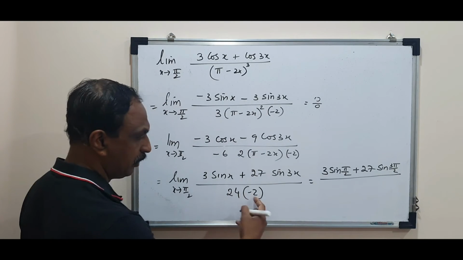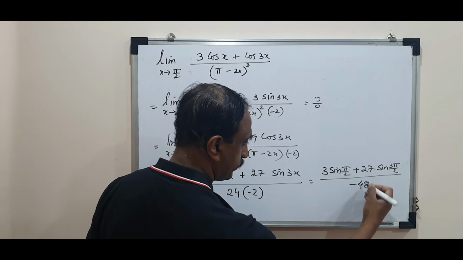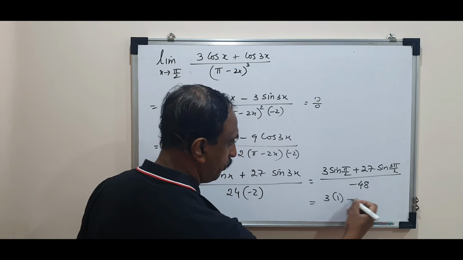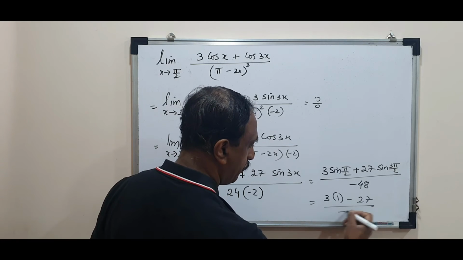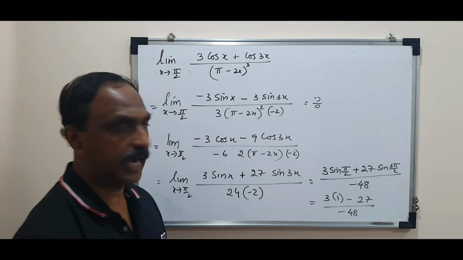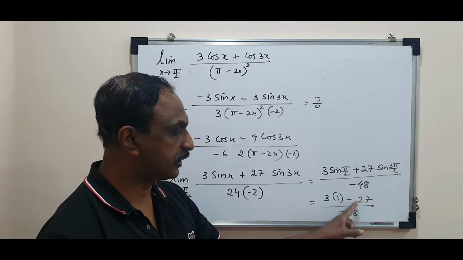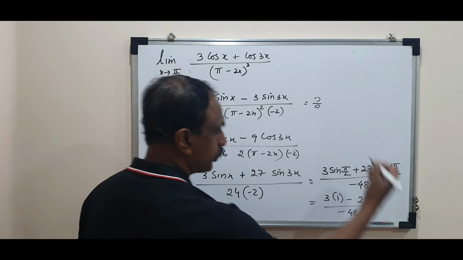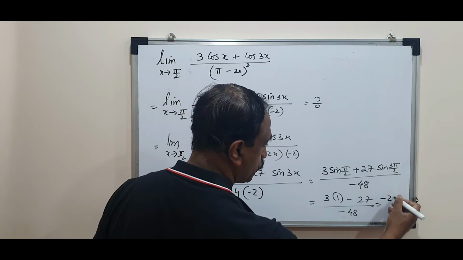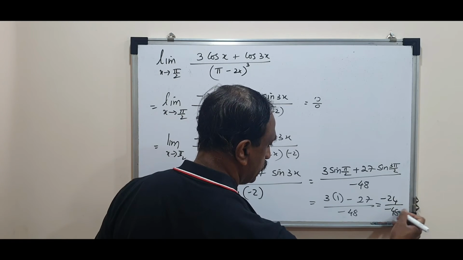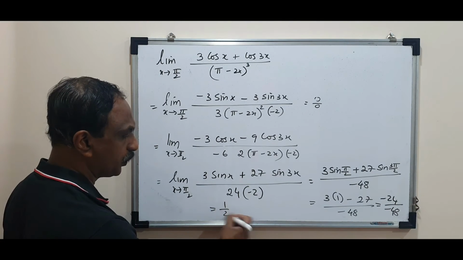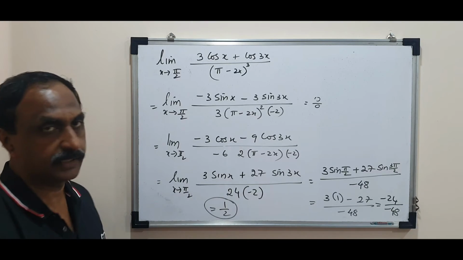divided by minus 48. This is 3 into 1 minus 27 divided by minus 48. Sin 3 pi by 2 is minus 1, that's how it is minus 27. So your answer became minus 24 upon minus 48. So the final answer is 1 by 2. 1 by 2 becomes your final answer.